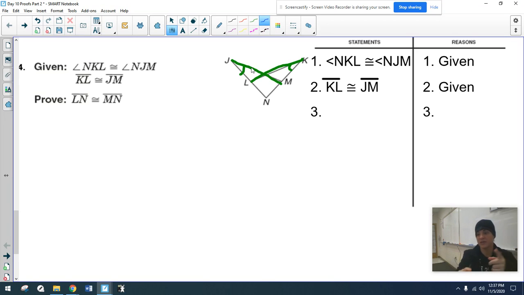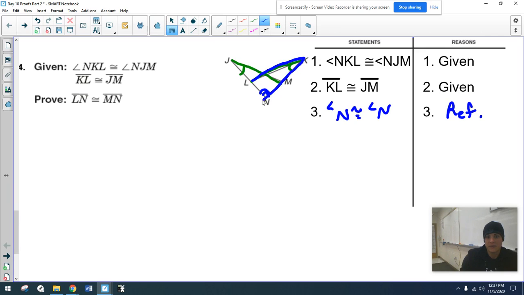Look for those invisibles like a shared side, vertical angles, things like that. Right here, what I'm going to want is the shared angle at angle N. So in that case, I'm going to mark it as angle N is congruent to angle N, and that's going to be reflexive. So now I've got my 3 pieces of info. Now to do my triangles, I'm going to need this triangle. And I'm going to need this triangle. So I need the red one and the blue one.